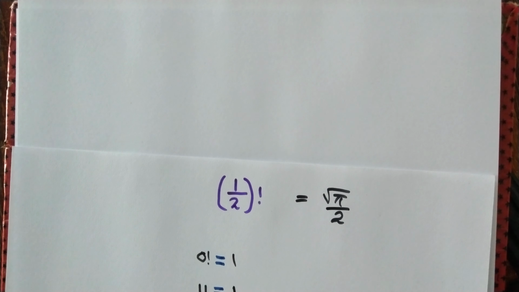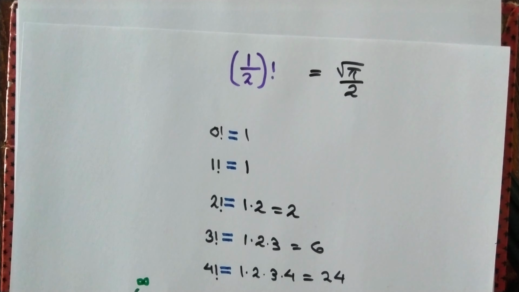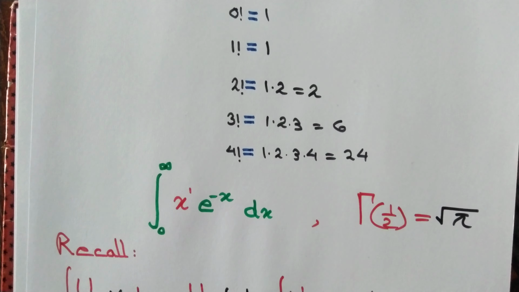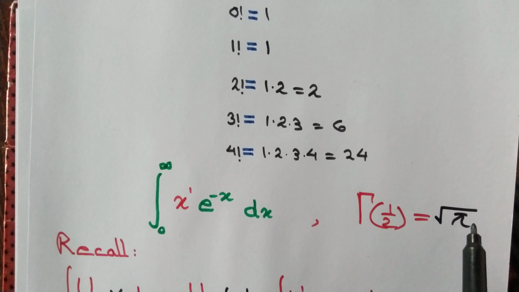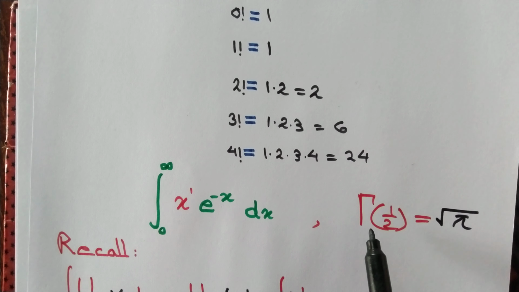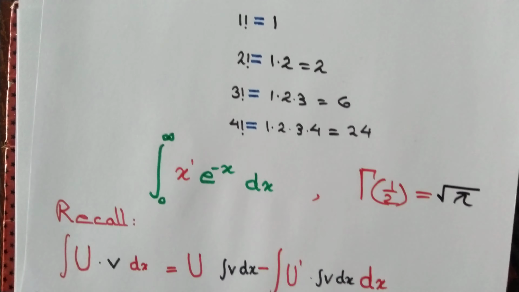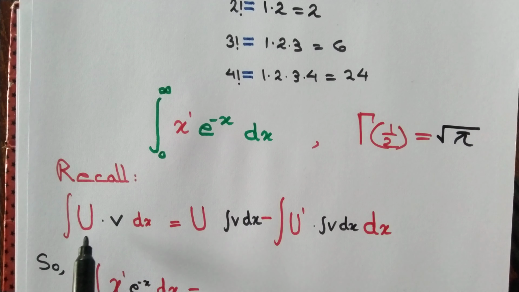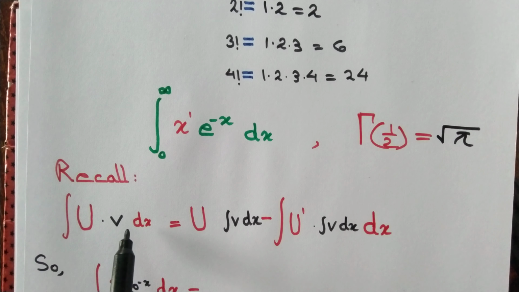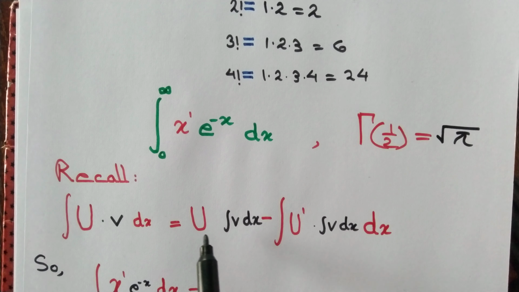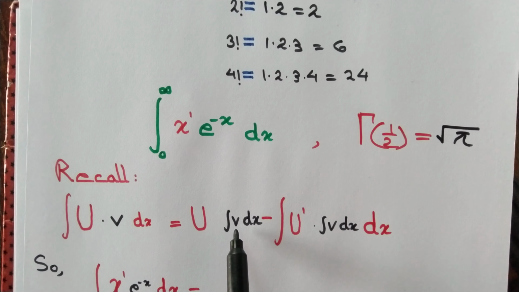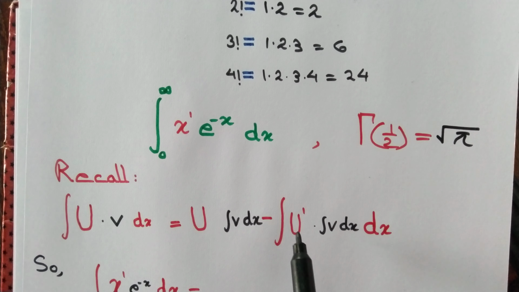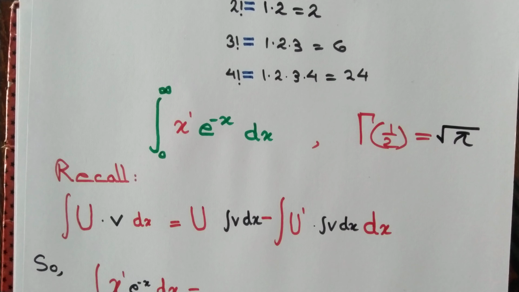We'll see it soon. We'll be assuming a number of results like integration by parts, and further that we are aware that gamma half equals root pi. Integration by parts says that the integral of the product of two functions equals the first function times the integral of the second, minus the integral of the derivative of the first times the integral of the second. That has to be integrated once again.